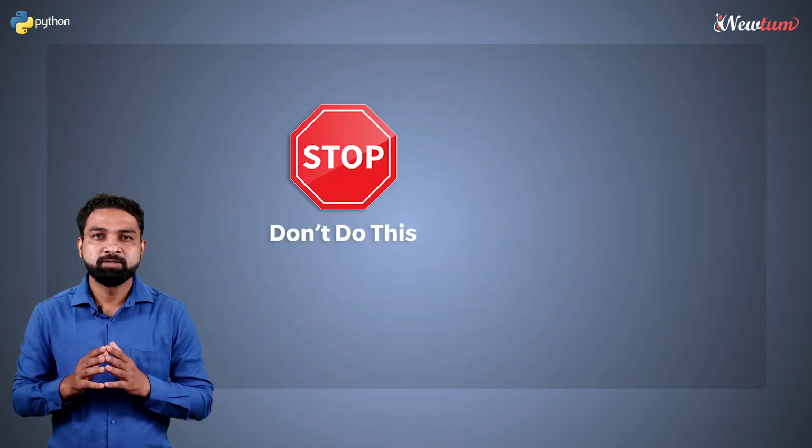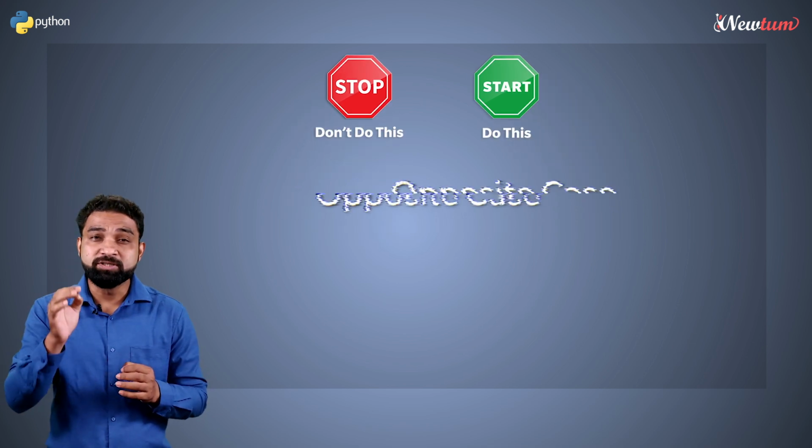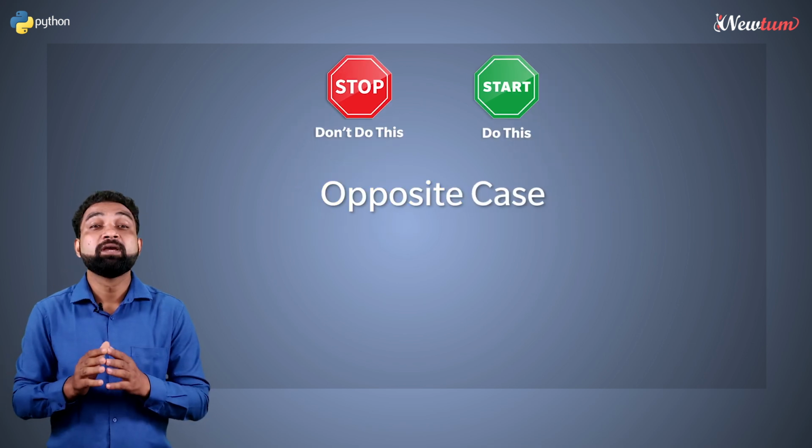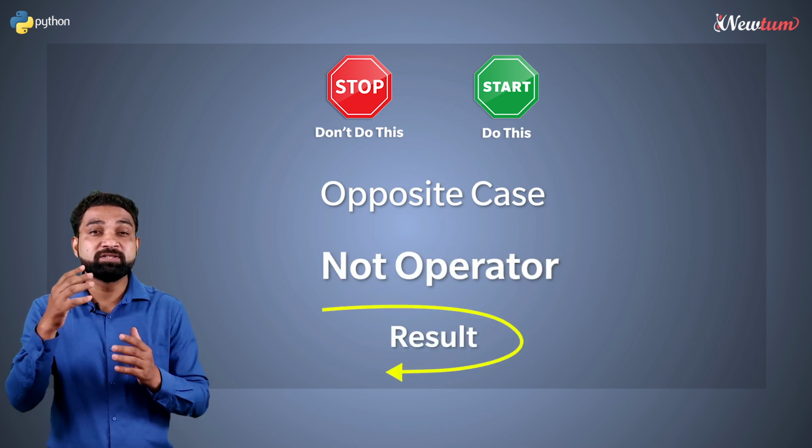Don't do this. Do the opposite of this. In many cases, we want to consider precisely the opposite case. In Python programming, we use the not operator to reverse the result.